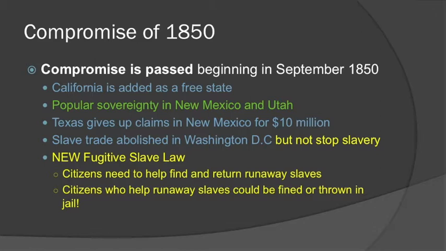So this kind of cancels the Missouri Compromise. Now we're just saying states on either side of the line can vote and decide. Texas gave up claims to New Mexico for 10 million, so New Mexico can be a separate state. Texas gets a little smaller.